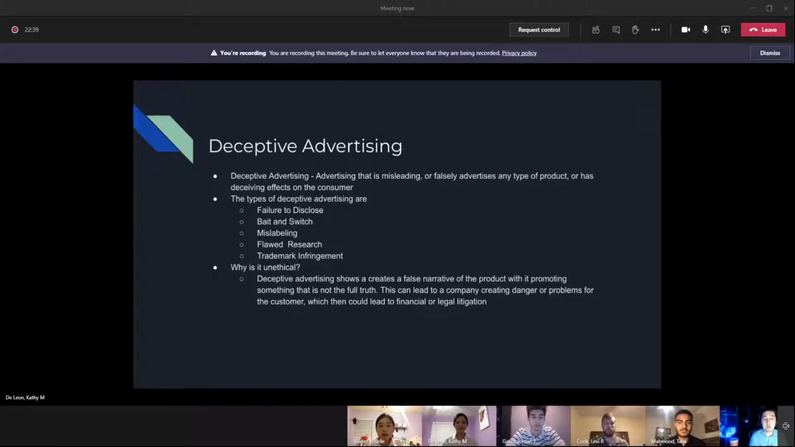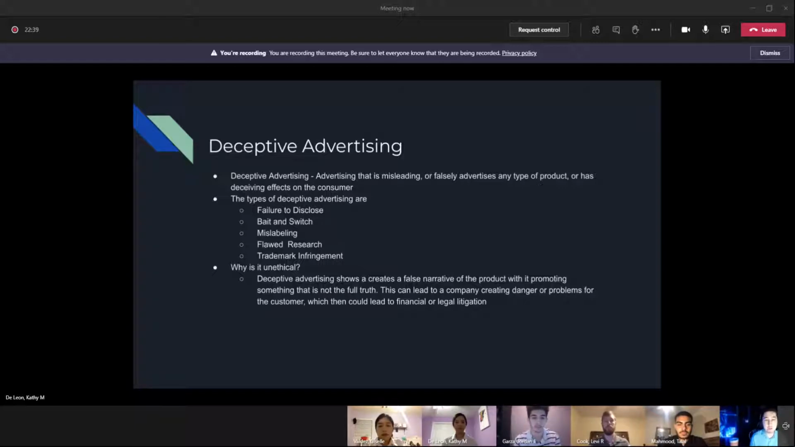Deceptive advertising is advertising that is misleading or falsely advertises any type of product, whether physical or electronic. It is deceiving to the customer and presents a false narrative to them. The five types include failure to disclose, bait and switch, mislabeling, flawed research, and trademark infringement.